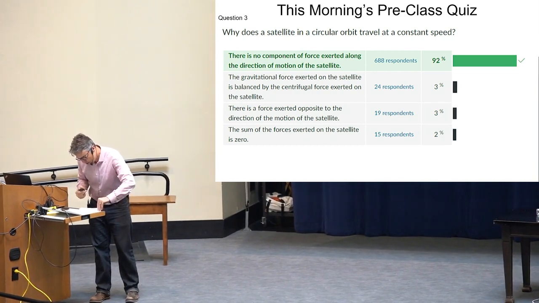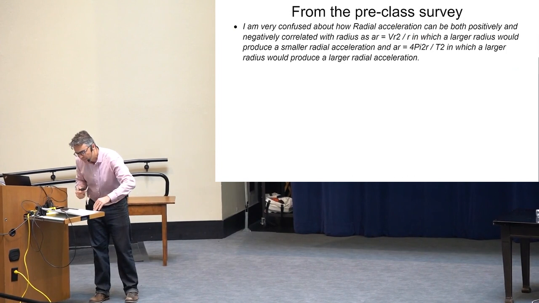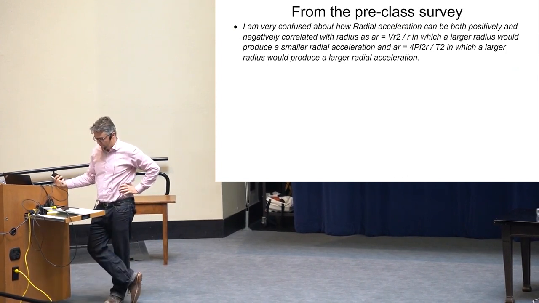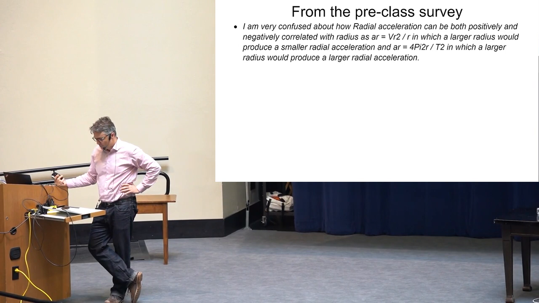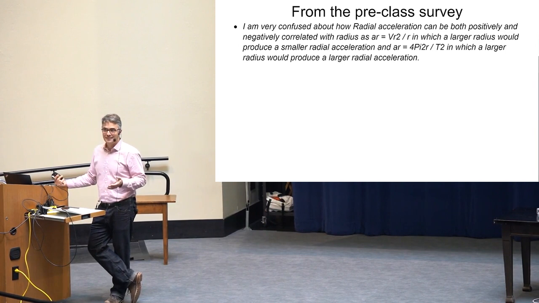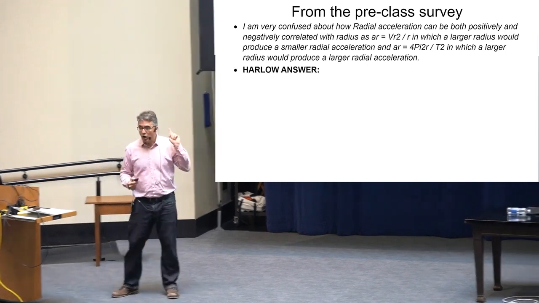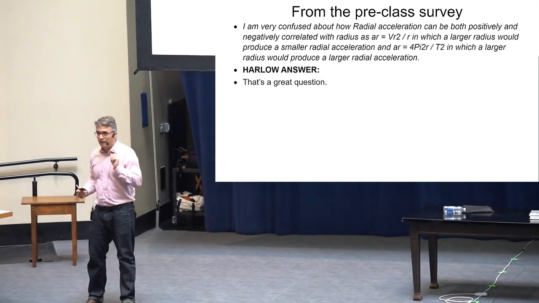There were a couple of nice questions from the pre-class survey. Someone asked, I'm confused about how radial acceleration can be both positively and negatively correlated with radius: v squared over r, and it also is 4 pi squared over T squared times r. So which is it? Does radial acceleration go down as you increase the radius, or does it go up? Well, the answer is, it all depends on what you keep fixed.